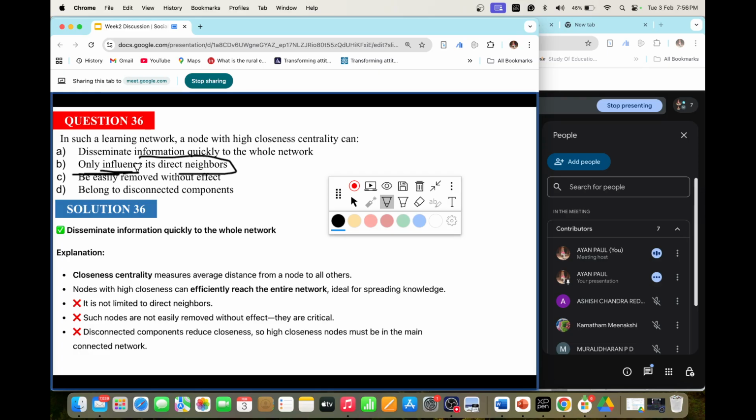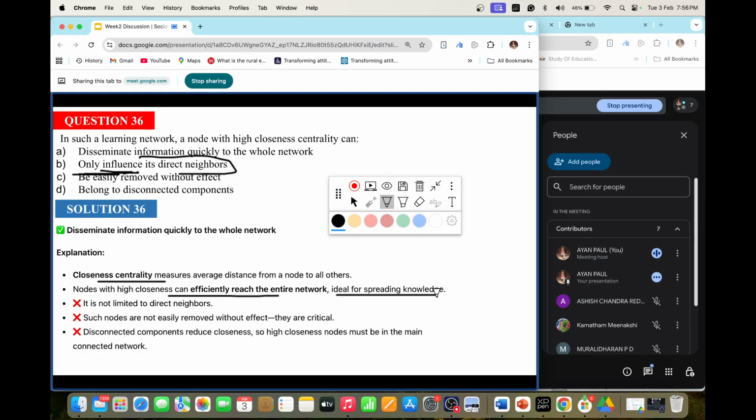Only influences direct neighbors. That cannot be right. But option A, yeah, okay. So closeness centrality measures the average distance from a node to all others. That is why nodes with high closeness can effectively reach the entire network with the idea of spreading knowledge. It is not limited to direct neighbors.